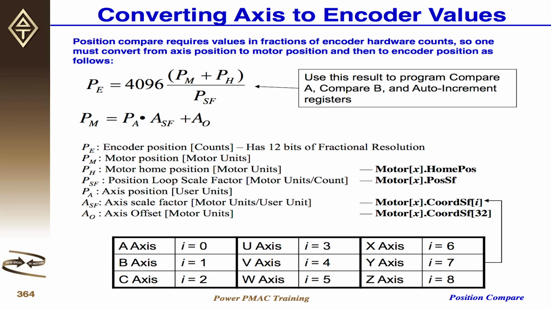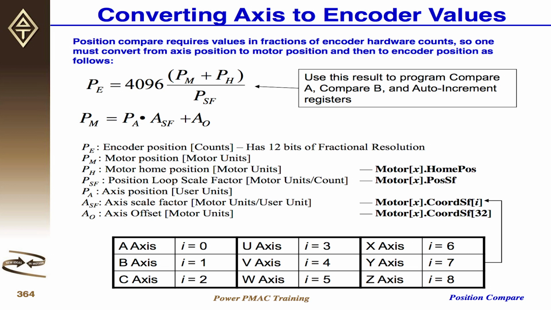Now, a couple things to note here. As I said, the encoder position has 12 bits of fractional resolution, so you always need to scale that. Most of these parameters are existing PMAC structures. Your motor home position is motor_x.homePos. Your position loop scale factor is motor.pos scale factor, pos_sf. And then your axis scale factor and axis offset.